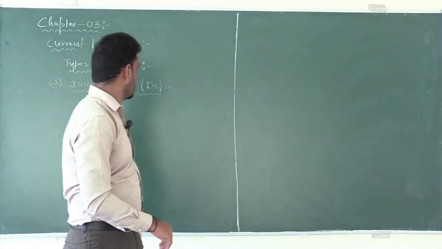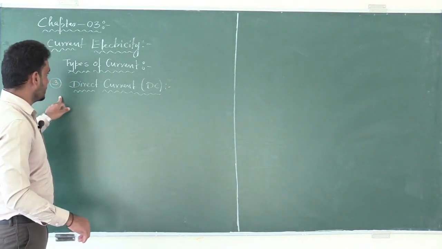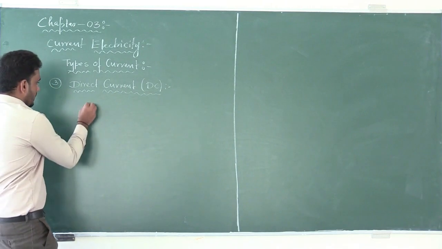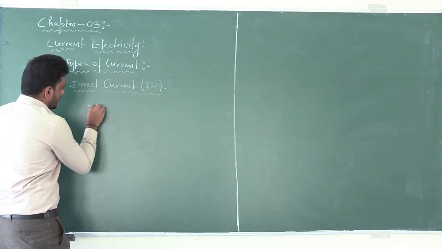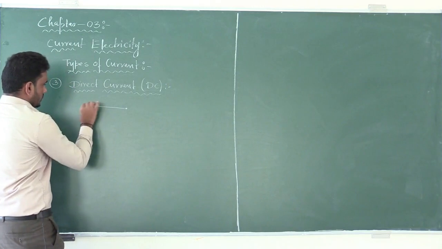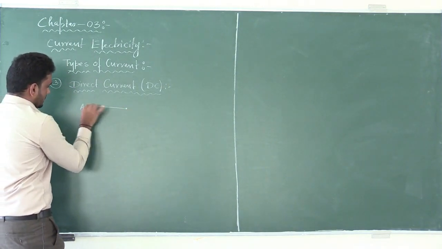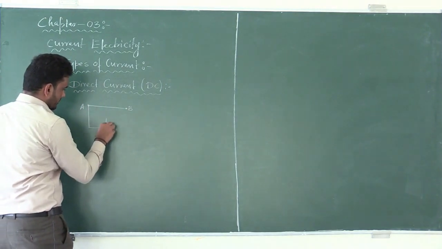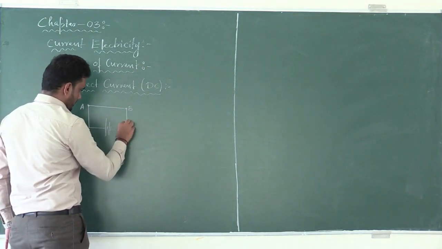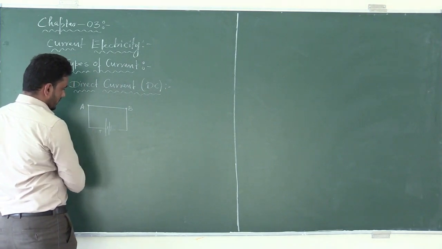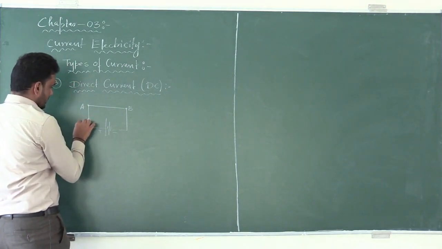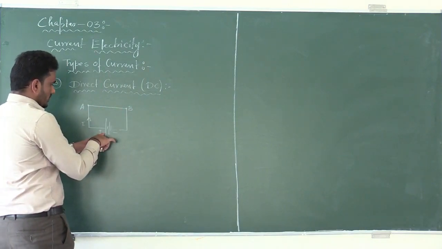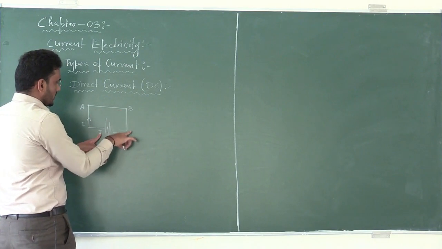Now, third type, direct current, DC. What I will do is, the two ends of a metallic conductor, A and B, are connected to a battery. This is the positive terminal of the battery, and this is the negative terminal of the battery. Look at this. This is the direction of current, from the positive terminal of the battery to the negative terminal of the battery.